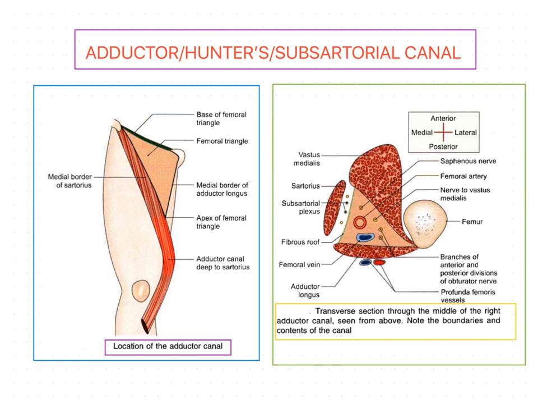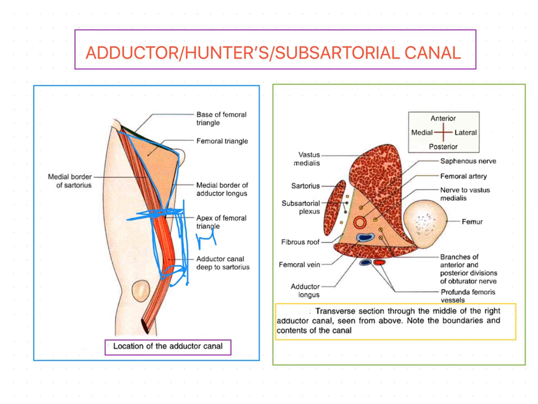The adductor canal is an intermuscular space situated on the medial side of the middle one third of the thigh. This is the adductor canal. If you see the extension, the canal extends from the apex of the femoral triangle. This is the femoral triangle. From the apex of the triangle, the canal starts, and below, to the tendinous opening in the adductor magnus muscle. So it is also called the adductor canal.